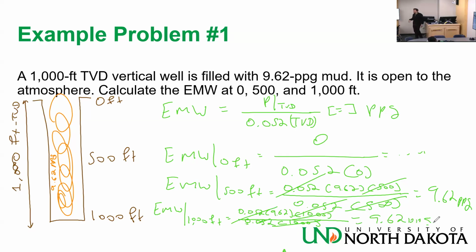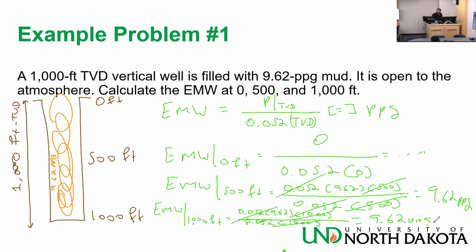So you understand what I was trying to show when I said it's undetermined at the surface, but everywhere else it's the static mud weight. Even at 0.1 foot depth, it's going to be 9.62. The model breaks only at exactly 0, right?